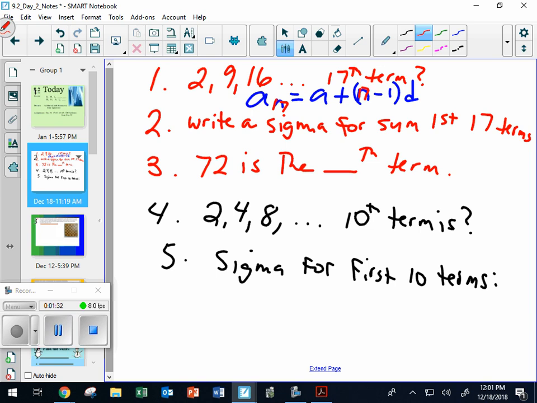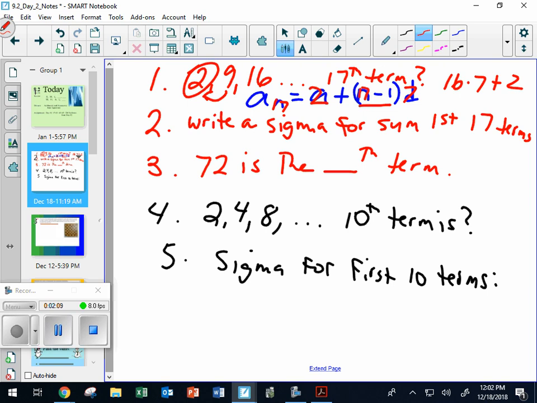A is the starting amount, 2. 17 minus 1 is 16 here. So this is 2 plus 16d. And what's d? Oh, it's the difference. How much is this bigger than that? So I take 9 minus the 2 and make 7. And so 7 is the common difference. So it's 16 times 7 plus 2. And that would be 70 for the 7 times 10. 7 times 6 is 42. 112. 114? Raise your hand if you had 114.